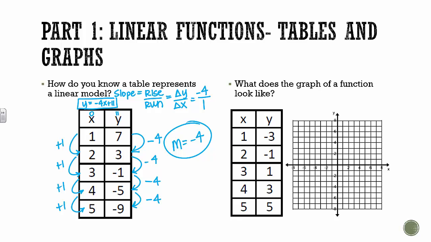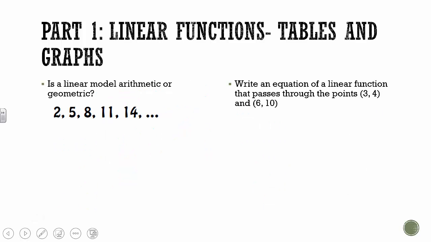What does the graph of a linear function look like? If we were just to plot these points, over 1, down 3, over 2, down 1, over 3, up 1, remember a linear function looks like a line. That slope gives you your up and over, and our y-intercept tells us where to start. So all of this should definitely be review. This part we even did when we talked about linear things.